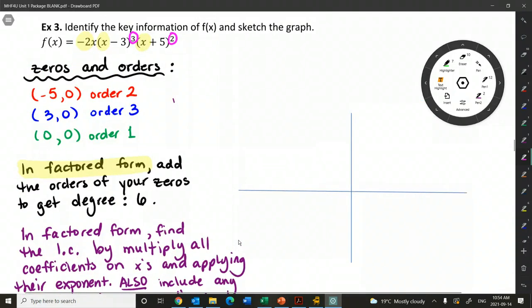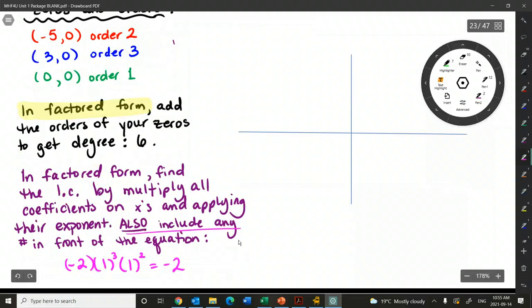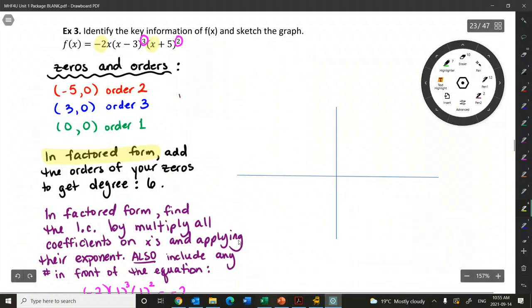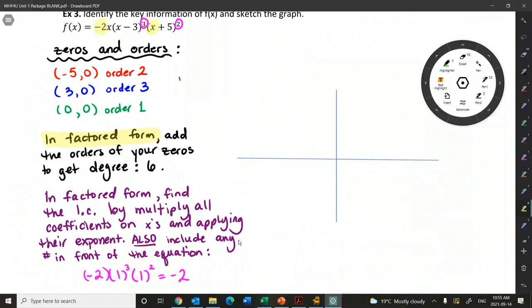If there was no x here, I still have to include any number that's in front. That's what I'm talking about with also include any number in front of the equation, because that will eventually get multiplied into all of those brackets. So even if there's no x here, you still must include any value that is in front of those brackets in your calculation of leading coefficient. Okay? So make sure you apply the exponents on the brackets to any coefficients in front of x's.